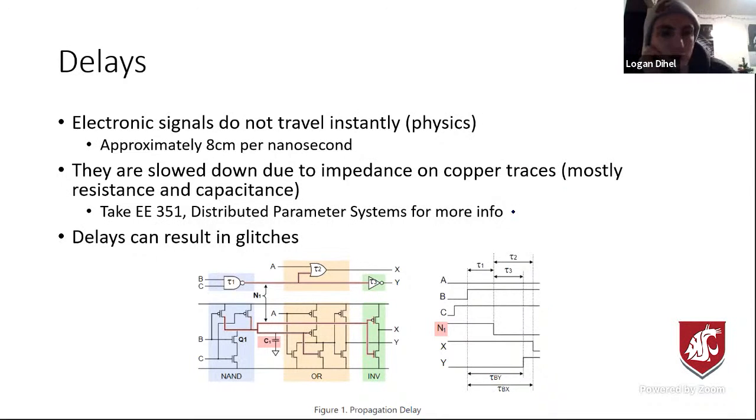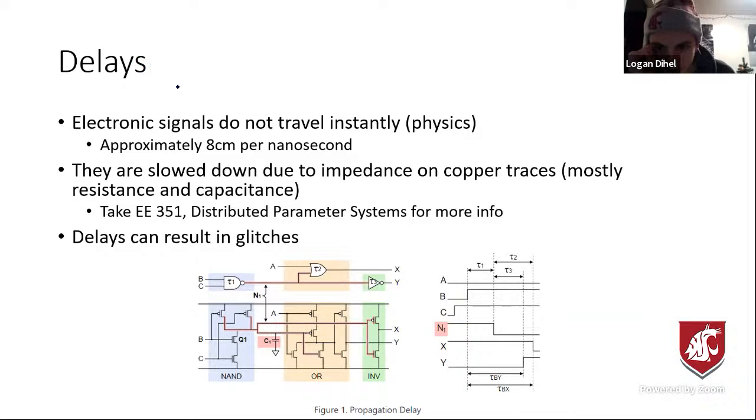So delays. Delays happen just because of resistance and capacitance on wires. Signals can't travel at the speed of light because of those restrictions. If you want to know more about exactly how they're affected, what the waveforms look like and all the transient behaviors, take 351. That was an awesome class and I really enjoyed it. It's really math heavy, but it's pretty cool because you get to model lots of really cool things. All I wanted to say about delays is that they are what make glitches possible.